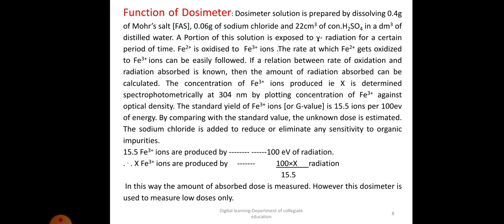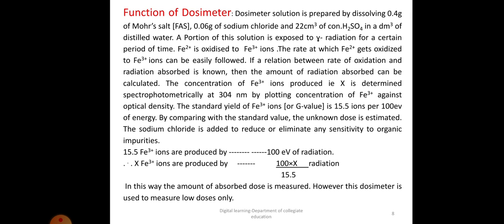Function of dosimeter. Dosimeter solution is prepared by dissolving 0.4 gram of Mohr's salt, that is FAS, 0.06 gram of sodium chloride and 22 cm cube of concentrated sulfuric acid in a dm cube of distilled water. A portion of this solution is exposed to gamma radiation for a certain period of time.